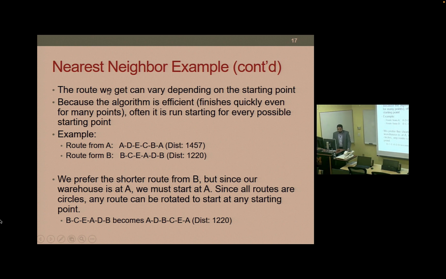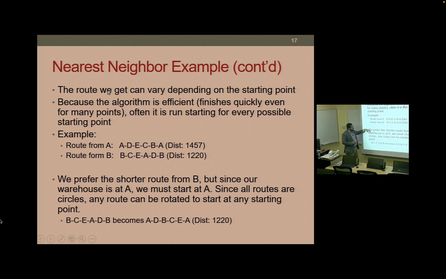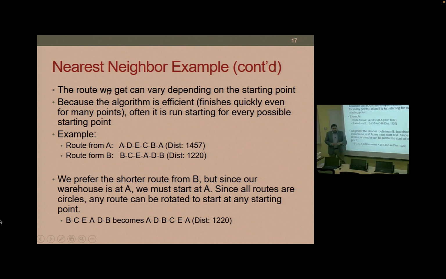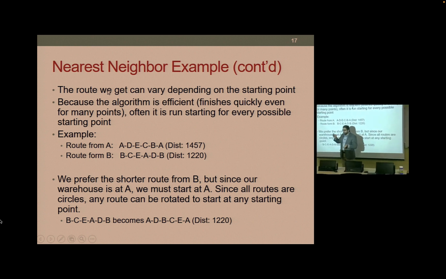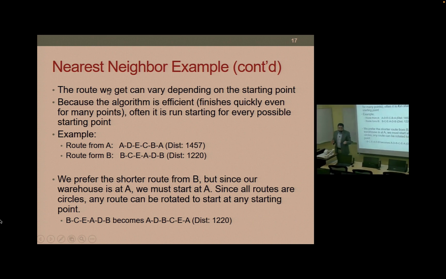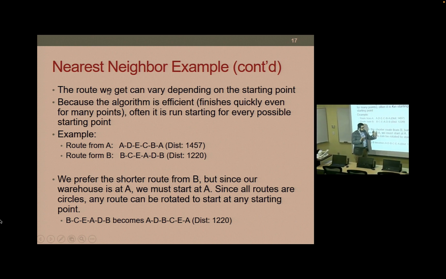Okay? So let's say we did that exercise, we got the 5 routes starting from different starting points, and we find that starting at point B gives us the shortest route. But that may not be very helpful to us if our distribution center is at point A and points B, C, D, E are customers. You can't just move your distribution center because you like to start from point B. But don't worry, all is not lost.